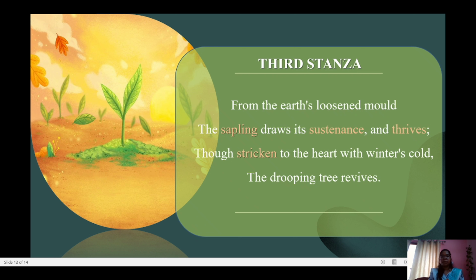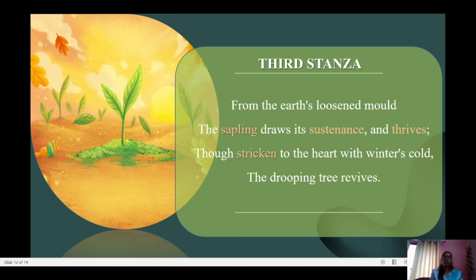Now imagine this. It's springtime, and the soil is finally starting to warm up and get softer with the help of the warm sun after being frozen all winter. That is what the phrase loosened mold actually means. It's talking about the soil getting all soft and nice.